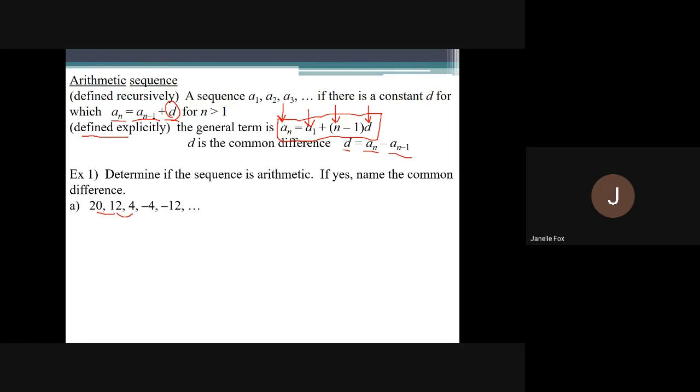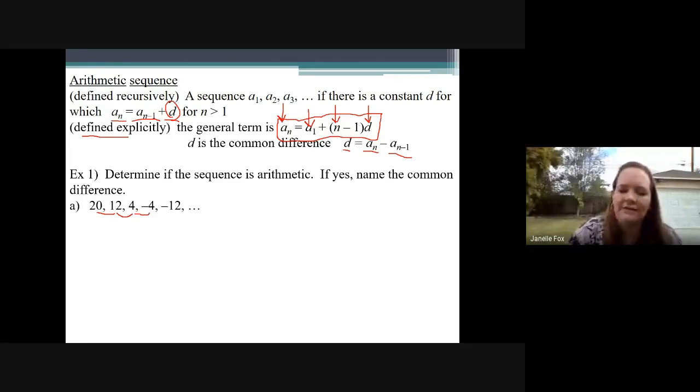And a 12 to a 4 would be 8 lower. A 4 to a negative 4 would be 8 lower. Hey, guys, yes, it is exactly correct. It is an arithmetic sequence. Totally fun. Okay, now what's the common difference?